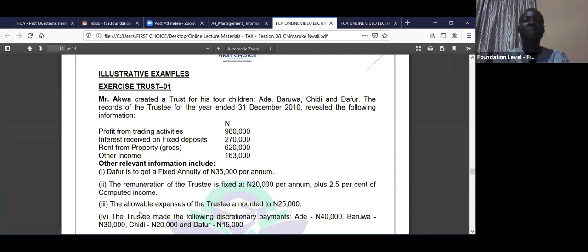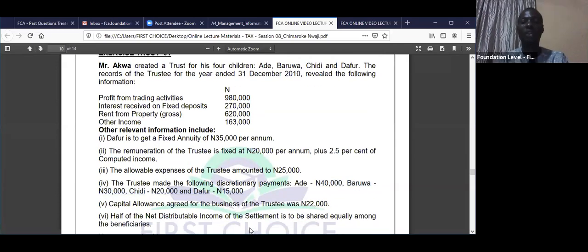Now, the trustee made the following discretionary payments. What did I say about discretionary payments? That they are not deducted from the total profit or total income before arriving at the computed income. These are deducted after the computed income to get your net income or distributable profits. Now this 22,000, which is the capital allowance, will be deducted from the trading activities, because it's a trading activity that will give rise to the capital allowance. So when you say 980 minus 22, that is what will give you your net profit from trade. Then you add to others to get your gross profit.